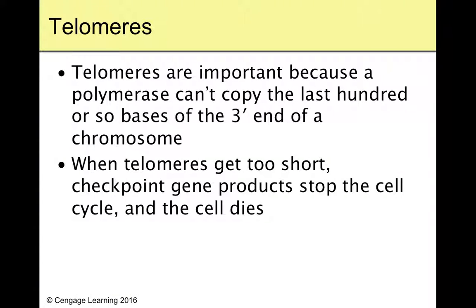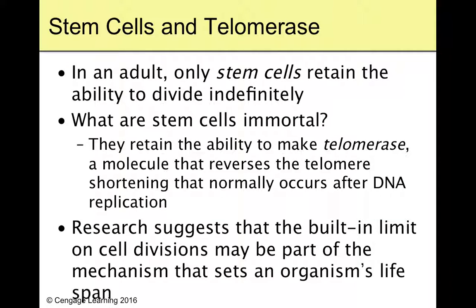And so telomeres, of course, are very important because our polymerases can't copy the last 100 or so bases. And when telomeres get too short, we don't pass our checkpoints, and the cell dies. So there's a certain number of times the cell is going to divide before it's going to die. So now there's an enzyme called telomerase, which affects telomeres.